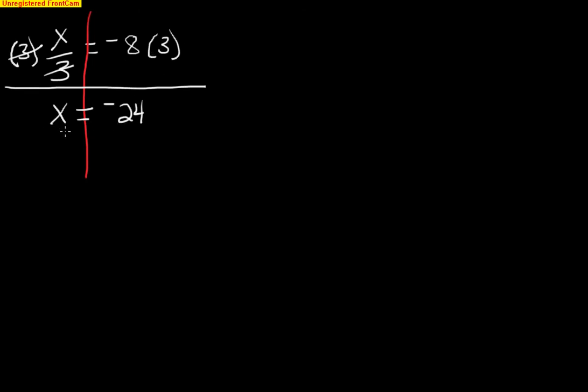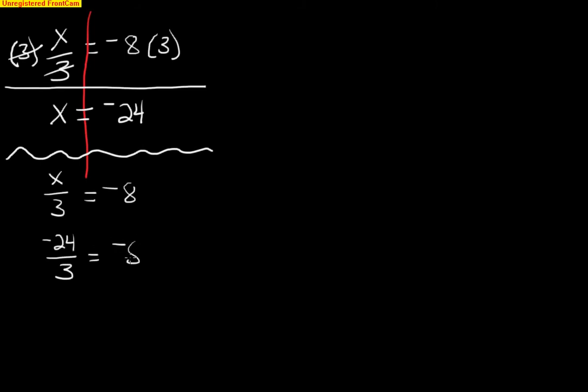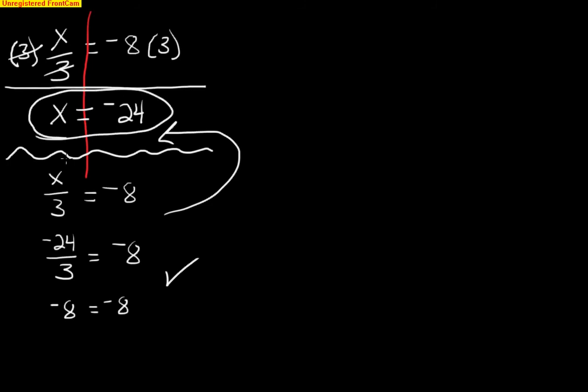So we said that x is equal to negative 24, so let's go ahead and verify that and see if we're right. Okay, original equation was x over 3 equals negative 8. We're going to put negative 24, what we said x was, in for x, so negative 24 divided by 3 equals negative 8. And then if you divide 24 by 3, you do get an 8, and it is a negative because you're dividing a negative by a positive. And negative 8. Okay, so this one checks out, and our solution really is x equals negative 24.